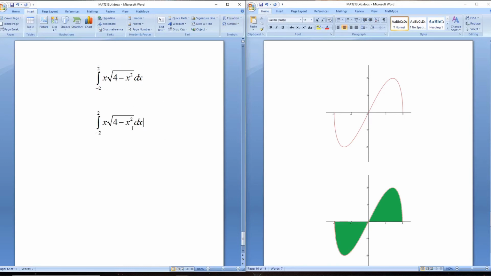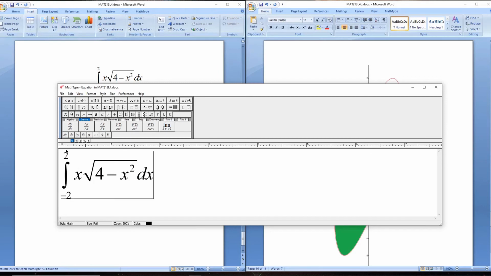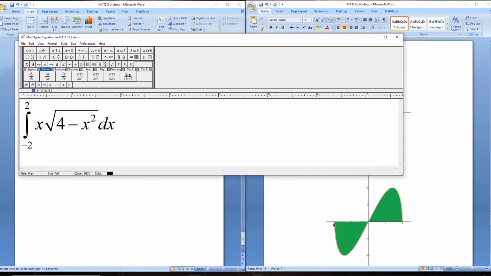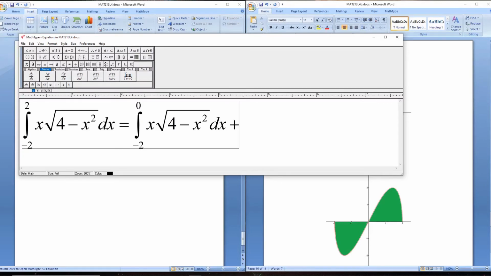So what we would have to do then is change these limits so that we go from -2 to 0, because that'll be the negative area, and then 0 to 2. So we would use the integral property then, and we're going to go from -2 to 0, and then we're going to add to that the next area, which was from 0 to 2. So again, it's a property of an integral that we can do.